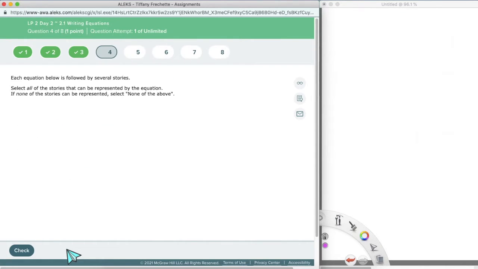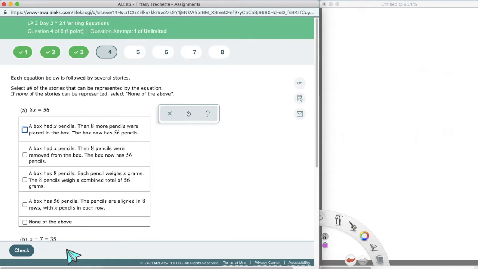All right. Each equation below is followed by several stories. Select all the stories that can be represented by the equation. If none of the stories can be represented, select none of the above. All right, so we're given this equation here. It says 8x equals 56. So this is 8 of something.